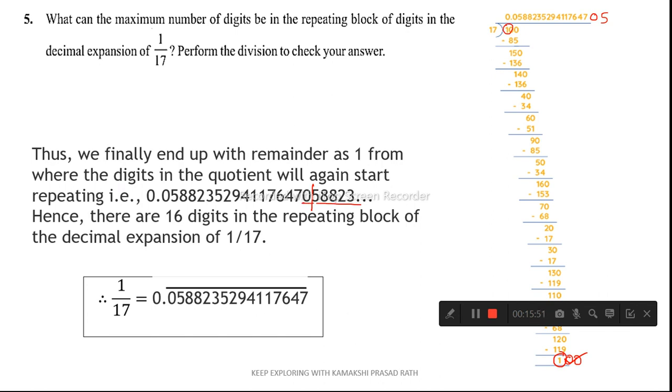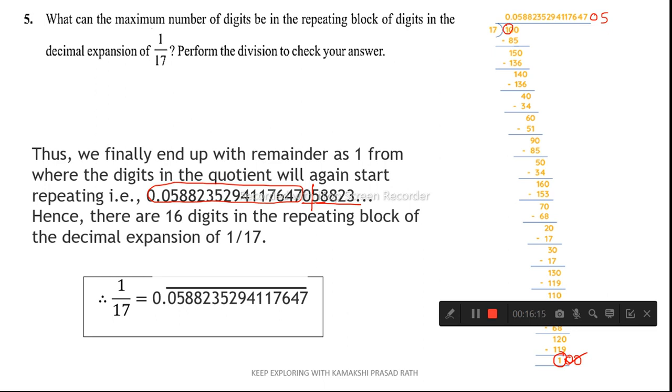So it is again repeating 0, 5, 8823, 0, 5, 8823, to keep on repeating the whole set. Now when we count, we get 16 digits in the repeating block of the decimal expansion of 1 by 17. So here the answer is 16 digits in the repeating block of the decimal expansion of 1 by 17.